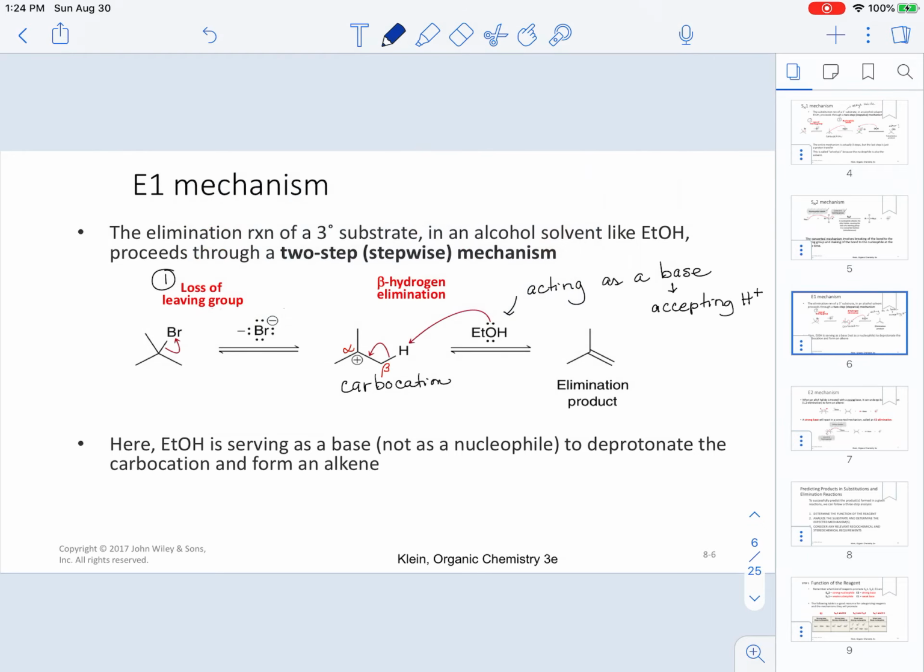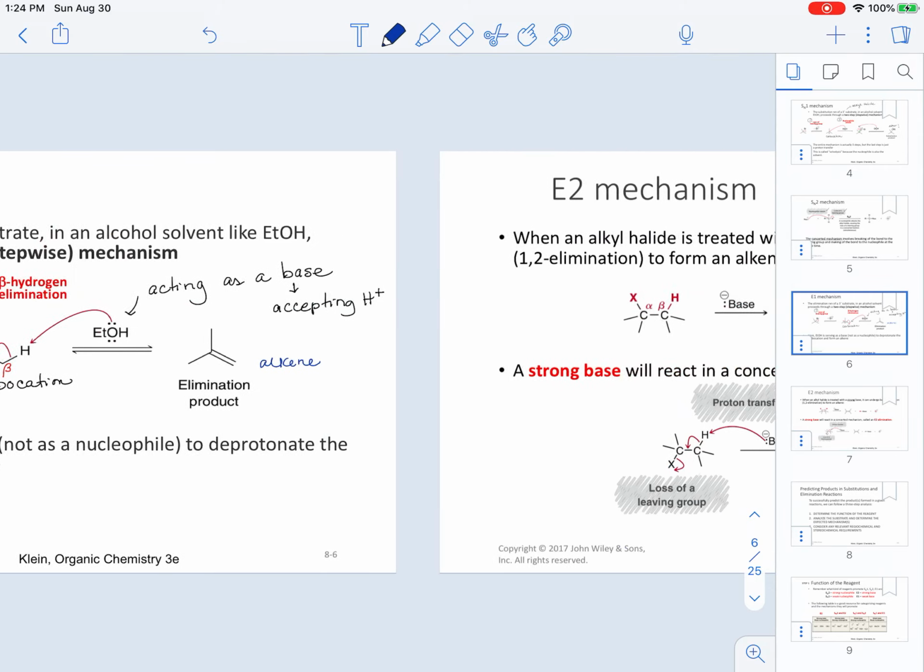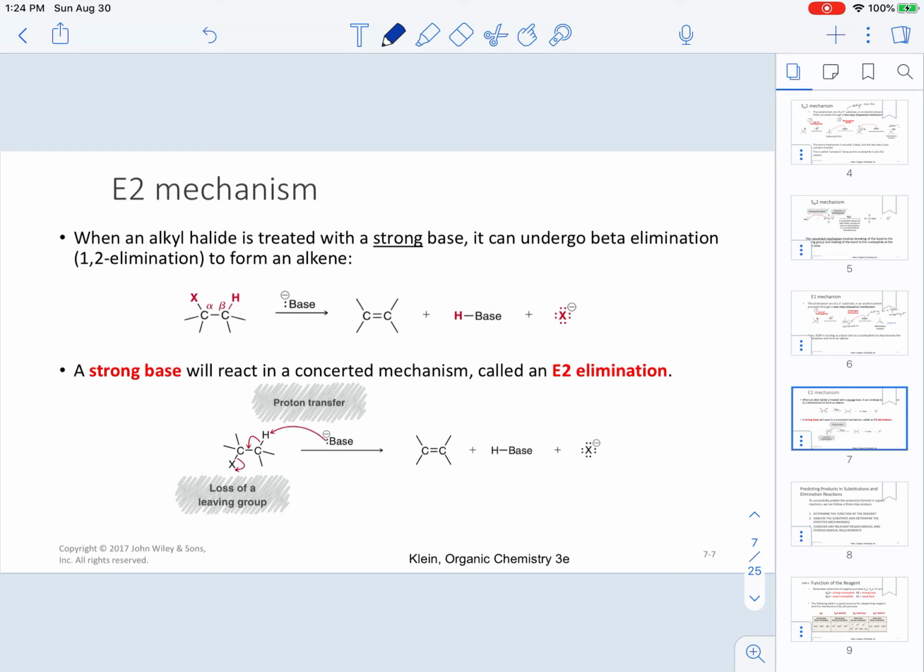And as I mentioned previously, the formation of the product results in an alkene. Now, remember, when we have an E1 mechanism, the ethanol or the nucleophile that we have in this instance is going to be serving as a base, not as a nucleophile. So its role is the deprotonation of that carbocation intermediate in order to form that alkene. The last mechanism that we're going to go over in substitution and elimination reactions is going to be the E2 mechanism or elimination 2 mechanism.